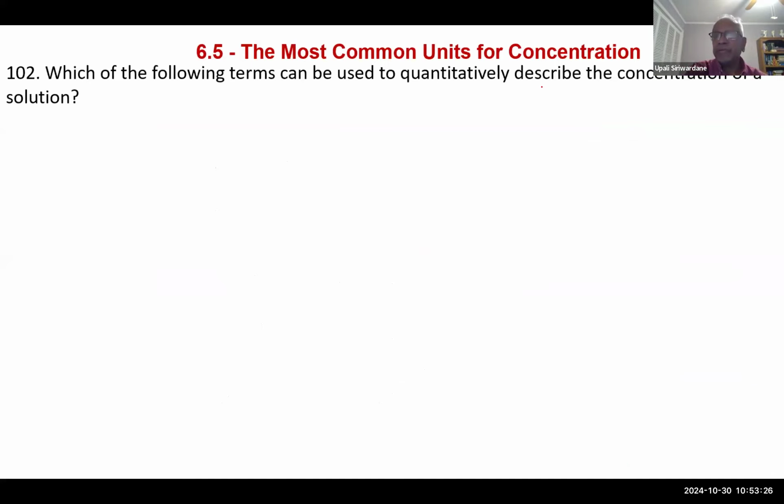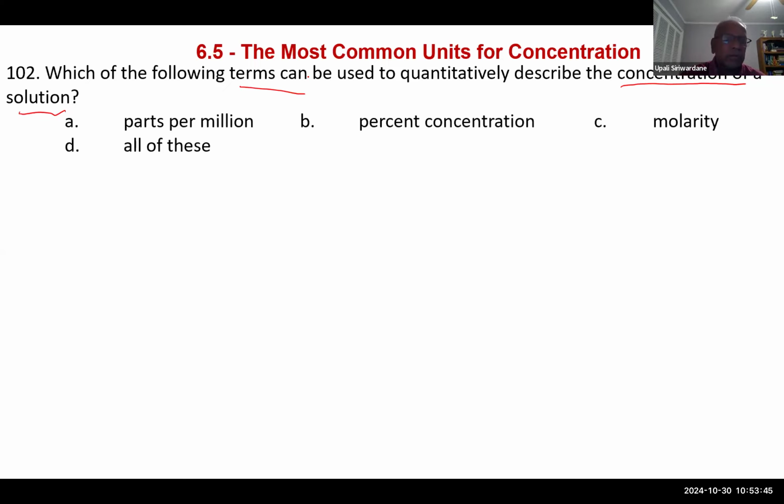Which of the following terms describe the concentration of the solution? These are volume, volume by volume, or volume by weight. These are molarities, one of them, moles per liter. Percent concentration is any of these, volume by volume. Parts per million is small amounts, therefore the answer is D.